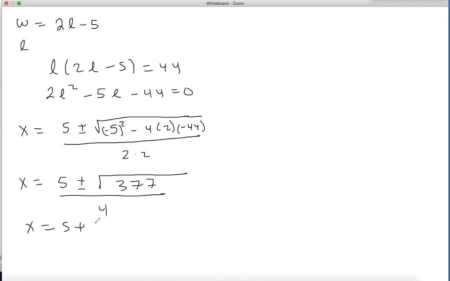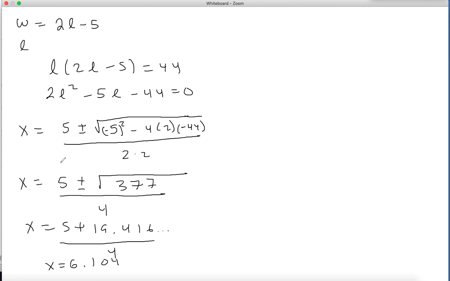So x equals 5 plus 19.416 all over 4. And on my calculator, as I do this I'll just do it to 3 decimals. That'll be good. So we'll go plus 5 equals, and then divide that by 4 equals, and again, I'll just take that out to 3 decimal places. X equals 6.104.